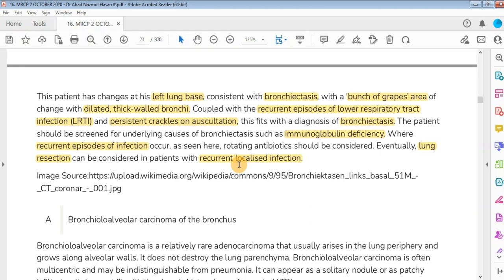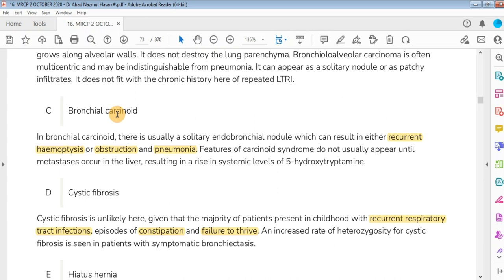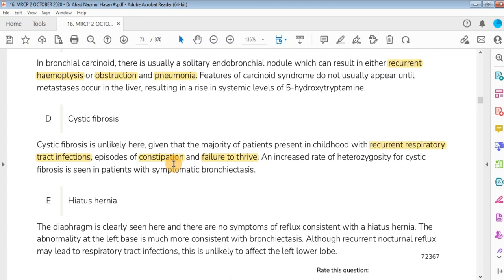Bronchial carcinoid usually occurs in a young patient, who will come with features of recurrent hemoptysis, and on bronchoscopy you will get a cherry red colored lesion. Cystic fibrosis usually comes with constipation and failure to thrive, and is not usually associated with recurrent respiratory tract infection.